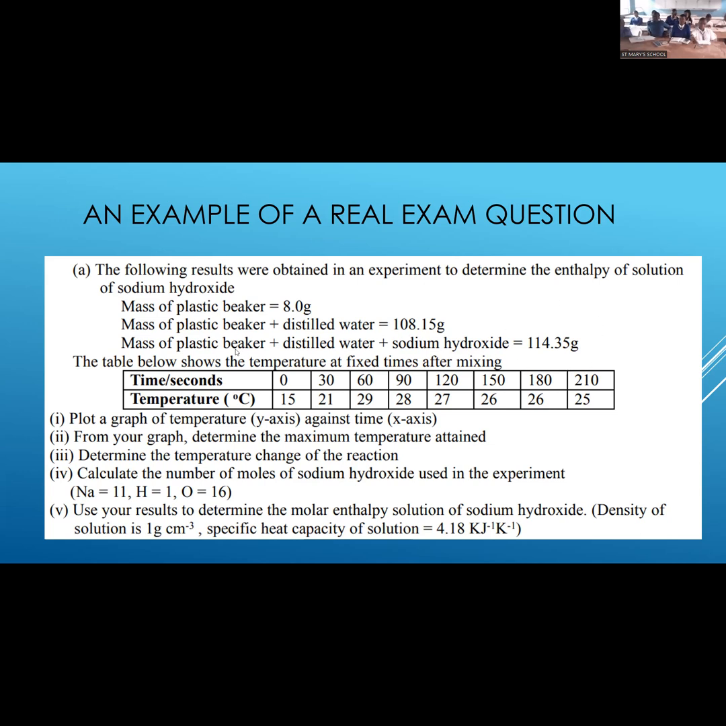Well, there's mass of beaker plus water plus sodium hydroxide, 114.35 minus 108.15. That gives me the mass of the sodium hydroxide. That mass has to be divided by the molar mass for sodium hydroxide, the relative formula mass for sodium hydroxide. Na 23, O 16, hydrogen 1, 40 overall. So it's going to be the mass of the sodium hydroxide divided by 40.